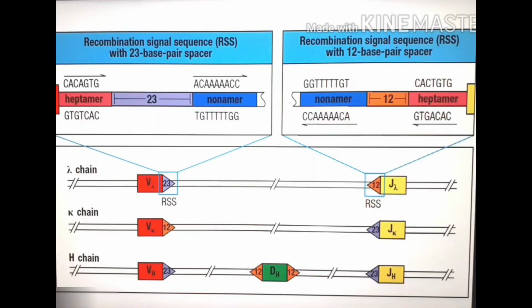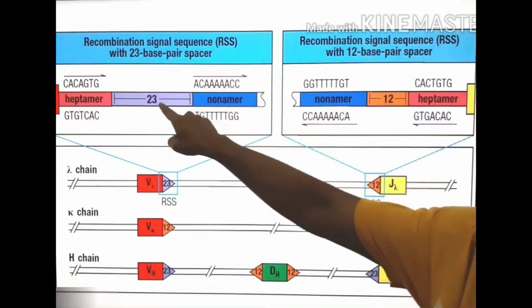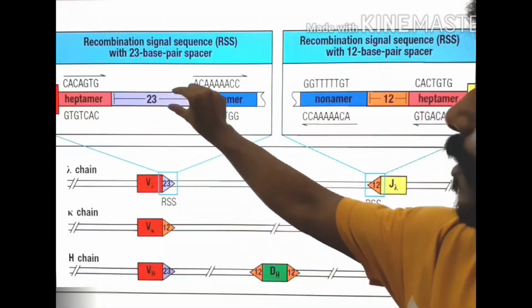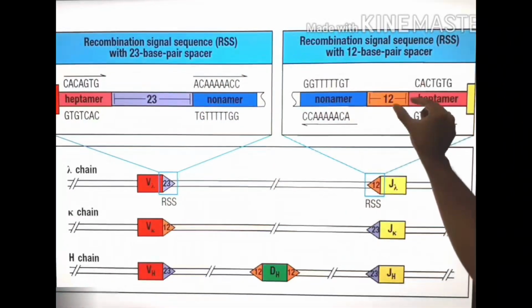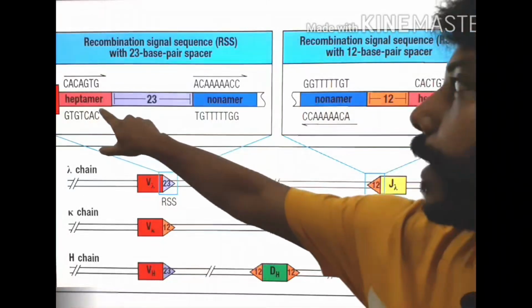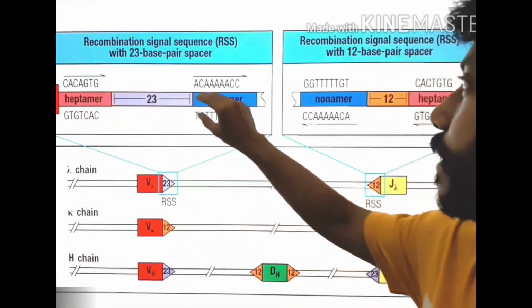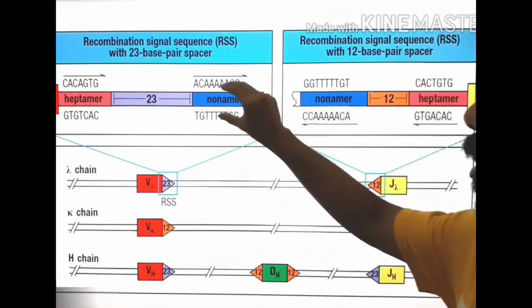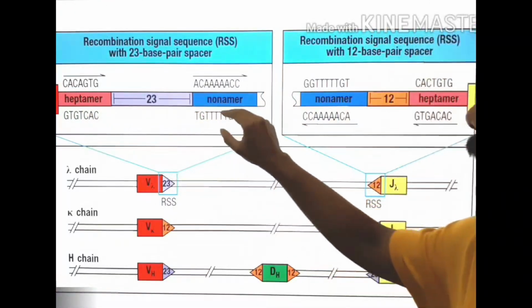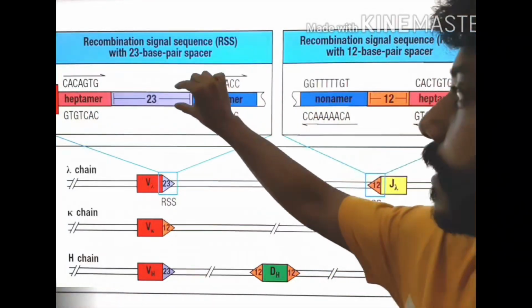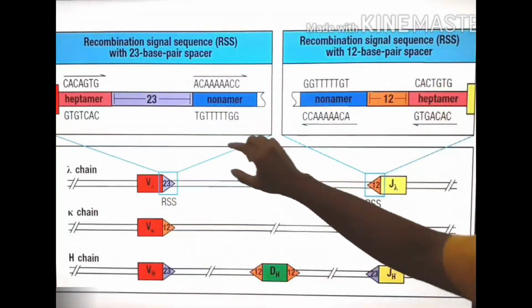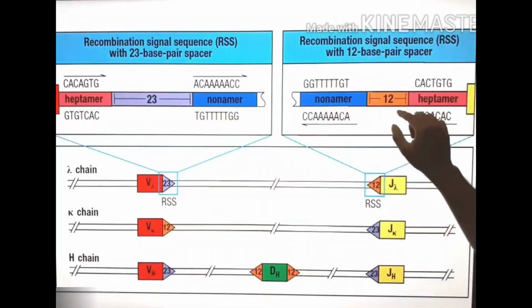Next is recombination signal sequence. This is a 23 base pair spacer region and this is a 12 base pair spacer region, but the heptamer and the nonamer, which consist of 7 nucleotides and 9 nucleotides, are very conserved. Heptamer and nonamer are very conserved, but the spacer region is variable. This is called 23 RSS and this is 12 RSS.